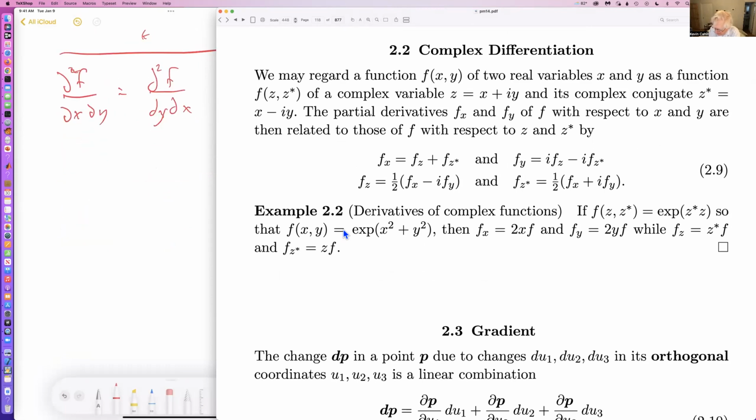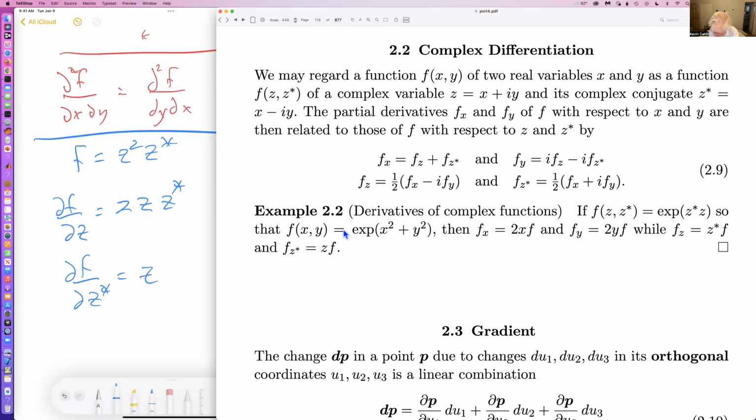And let's see, I'm going to switch to blue now. In other words, suppose F is equal to Z squared Z star. Okay, so then partial F partial Z would be 2Z Z star. Partial F partial Z star would be Z squared simply.